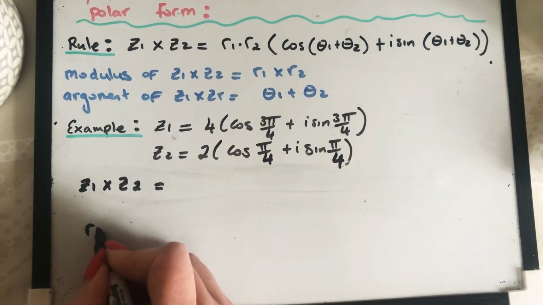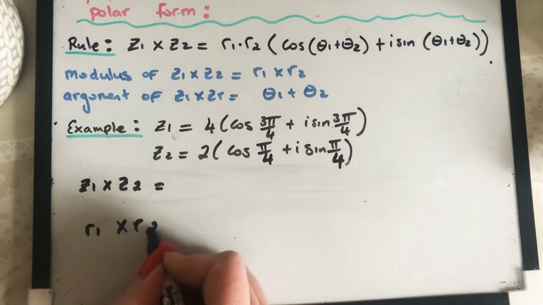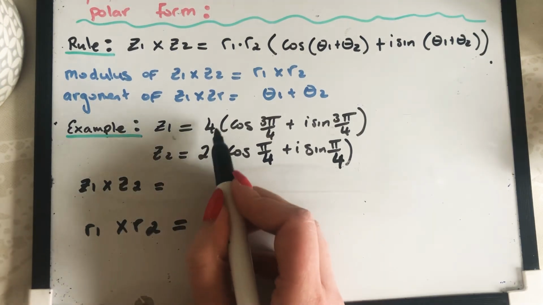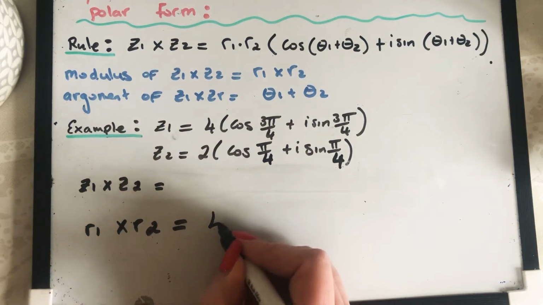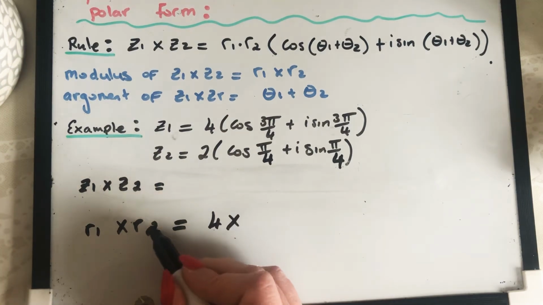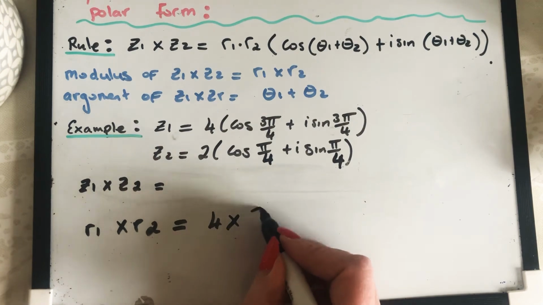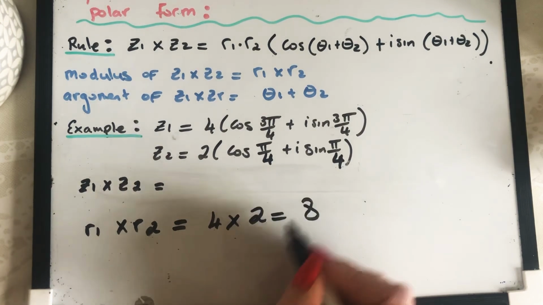We're going to do r1 multiplied by r2. Our first r value is 4 because that's our modulus for z1. We're going to multiply this by the modulus of z2, which is 2. So here we get 8.